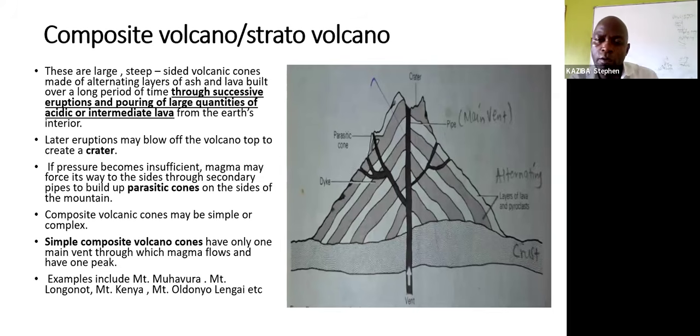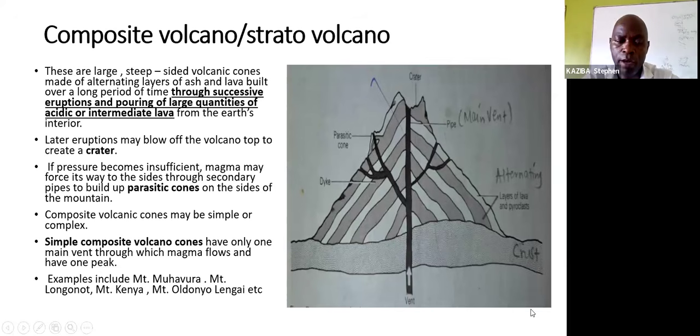Then you also have to account for those subsidiary cones. So you tell us that sometimes the eruption can happen and the pressure reaches an extent where it cannot push the material over the top of the mountain. So subsidiary vents are formed in the sides of the mountain, and they will lead to the formation of subsidiary cones. Give us examples: Mount Muhavura, Longonot, illustrate, and you have the marks.